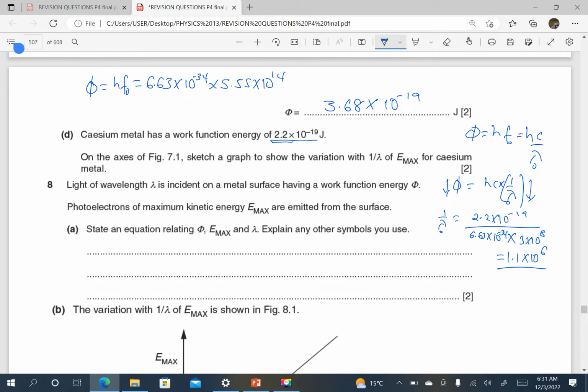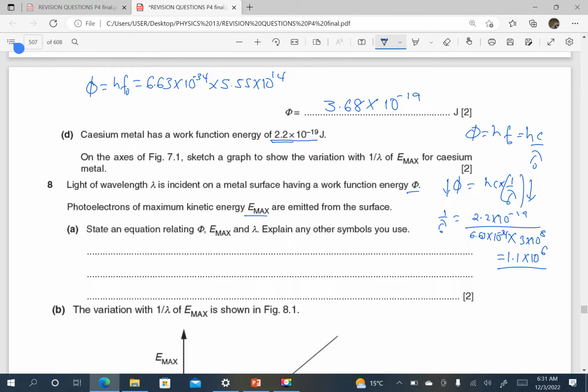So next, a light of wavelength lambda is incident on a metal surface having work function phi. Photoelectrons of maximum kinetic energy Emax are emitted from the surface. State an equation relating phi, Emax, and lambda. Explain any other symbol used.